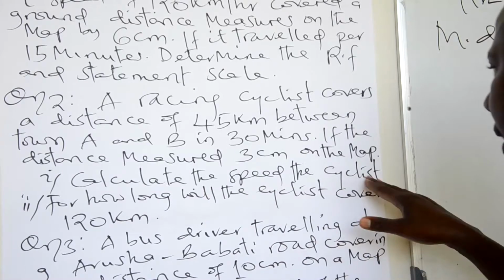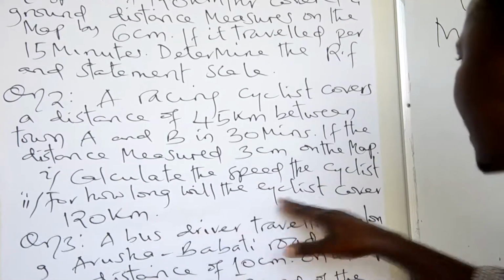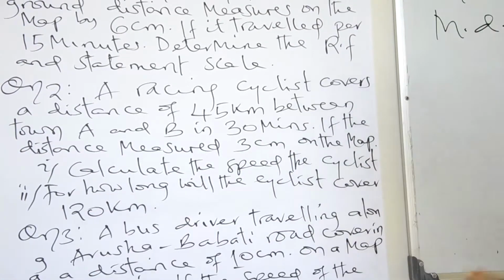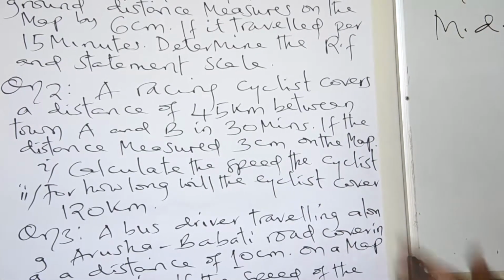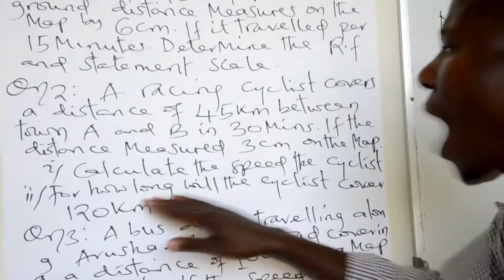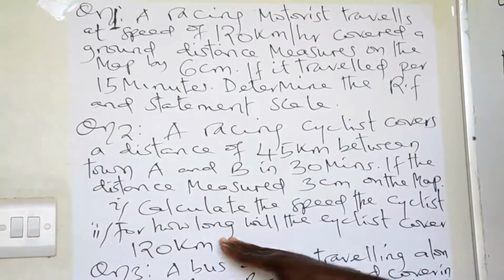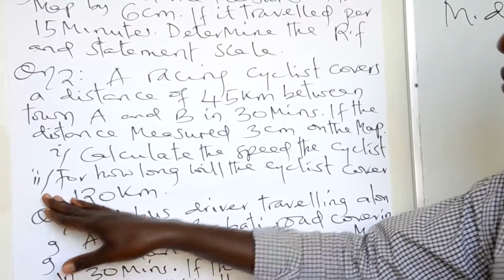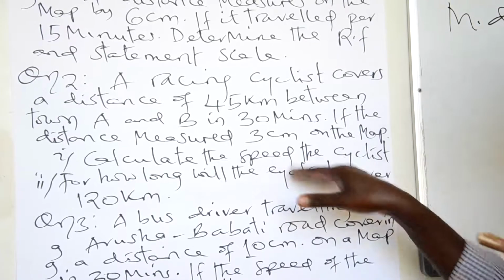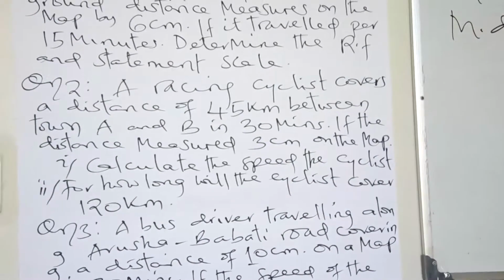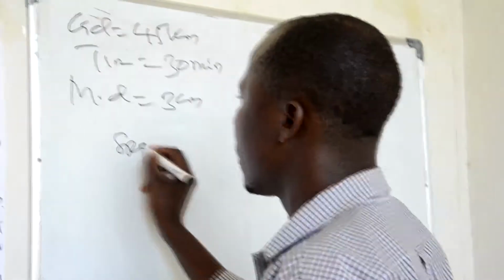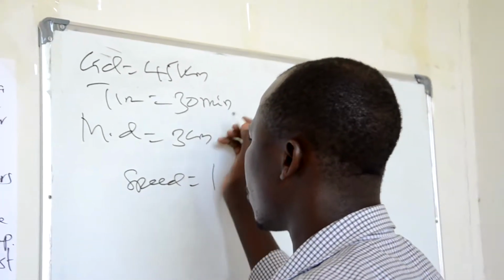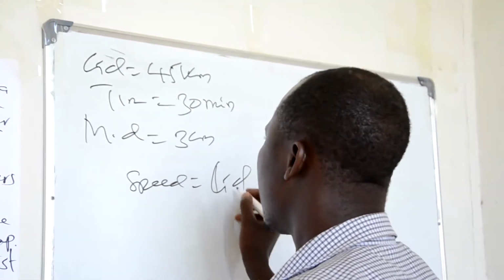For how long will the cyclist cover 120 km? That is time. Therefore, before going to the second question, you have to calculate the first question. Because ground distance we have, time we have, map distance we have, and you have to know that speed is equal to ground distance over time.